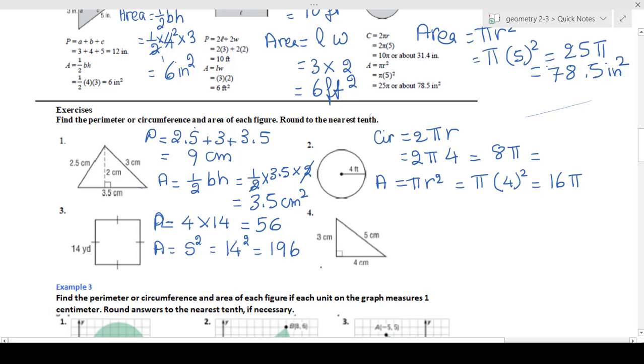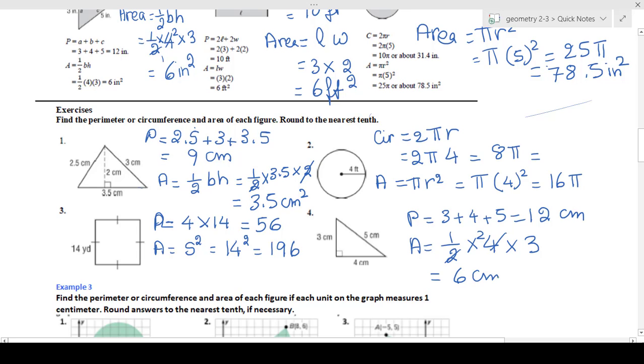Now here this triangle has a perimeter of 3 plus 4 plus 5, which is equal to 12 centimeters, and the area is equal to half base, which is 4, multiplied by the perpendicular height, which is 3, and this will give me 6, and it will leave me with 6 centimeters squared.